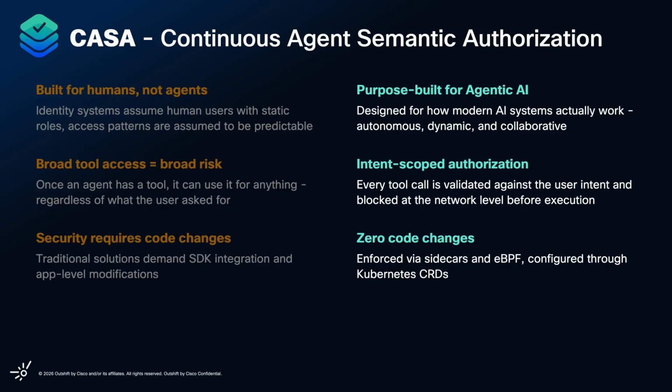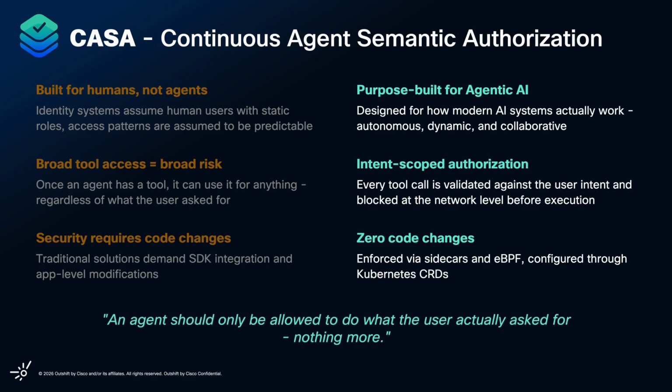And third, CASA requires zero code changes to your agents or MCP servers. Enforcement is handled entirely through sidecars and eBPF, and configuration is done declaratively through Kubernetes CRDs. Your applications don't need to integrate any SDK or modify their code in any way. Overall, the core principle of CASA is simple. An agent should only be allowed to do what the user actually asked for, nothing more.